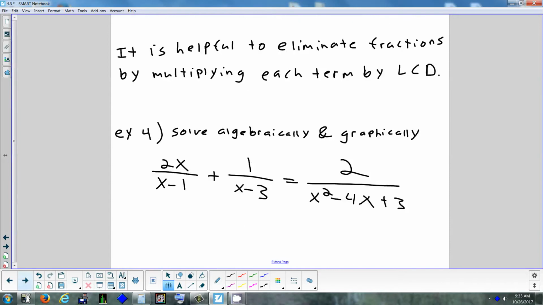Okay, so let's try one. And we're going to do the same approach we did last time. We want to get rid of the fractions. So what we do is we multiply everything by the LCD. Now, before I start, I want to factor the denominator on the right-hand side so you notice something.